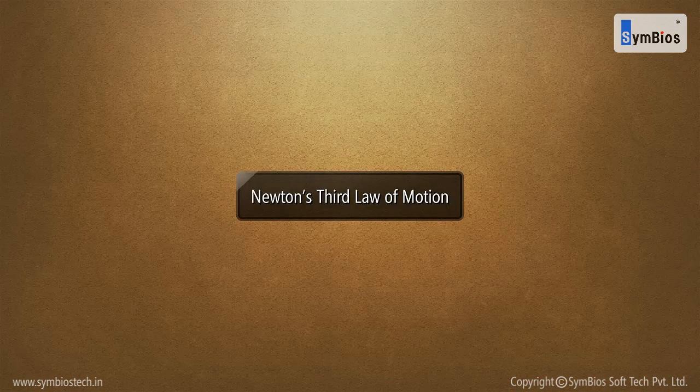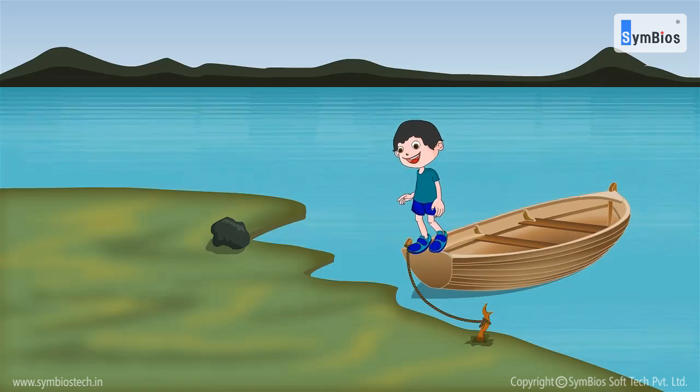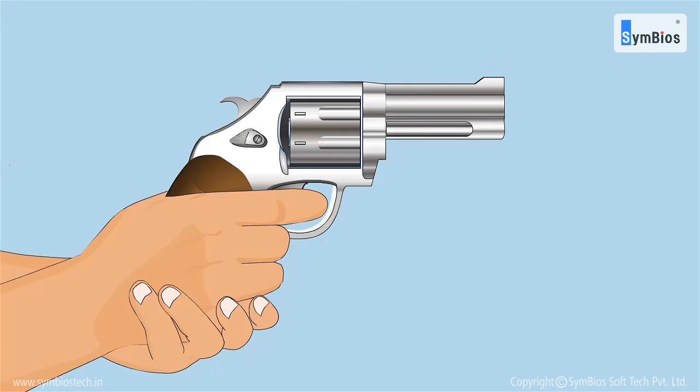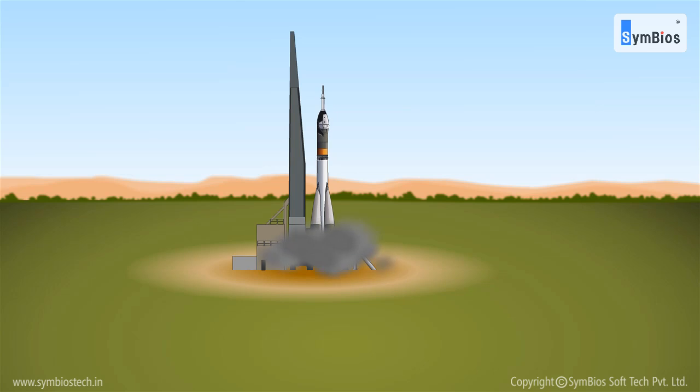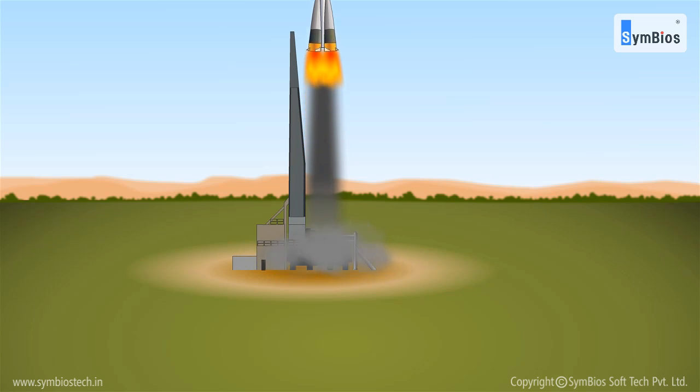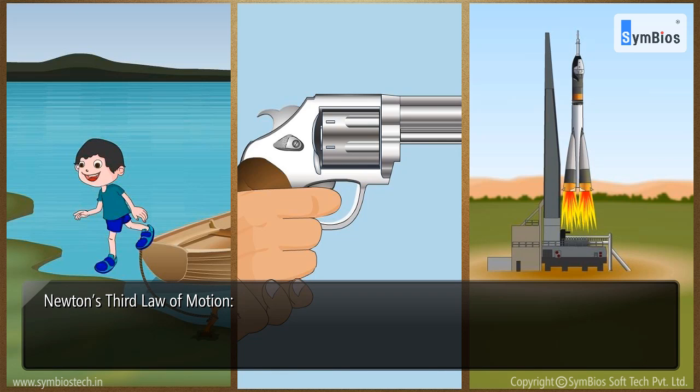Newton's third law of motion. A boat moves backward when a person jumps out of the boat. A gun moves backward when a bullet is fired from the gun. A rocket moves forward when it expels hot gases with high speed in the opposite direction. Newton's third law of motion answers these questions.